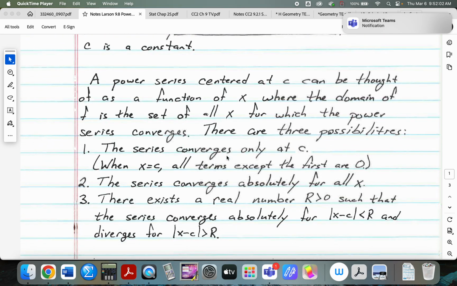The least restrictive is the second possibility, that the series converges absolutely for all x. It converges all the time, no matter what x value you put in. The ones that are more interesting, i.e. ones that we're more likely to ask questions on, are these. There exists a real number, capital R.